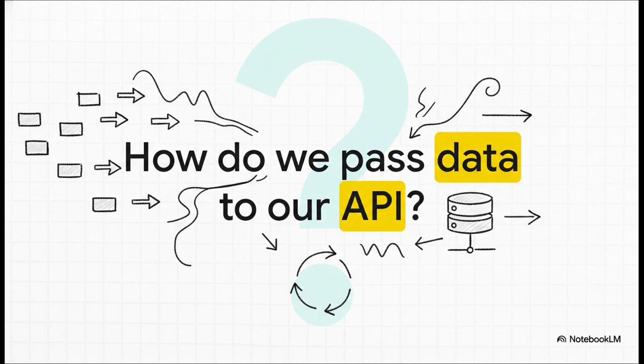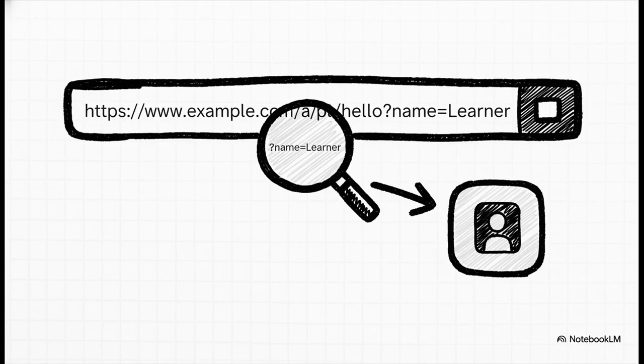Okay, a static hello world is a great start, but let's be real, it's not very useful on its own. How do we start passing information to our API to make it truly dynamic and interactive? Well, the easiest way to start is with query parameters. You know, that stuff after the question mark in the URL. Your API function can read all of that. This is perfect for simple things like search terms or maybe some basic filters.